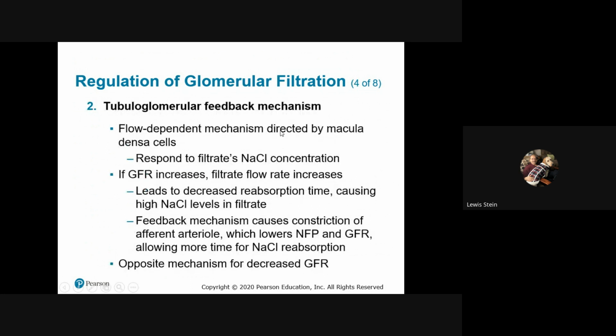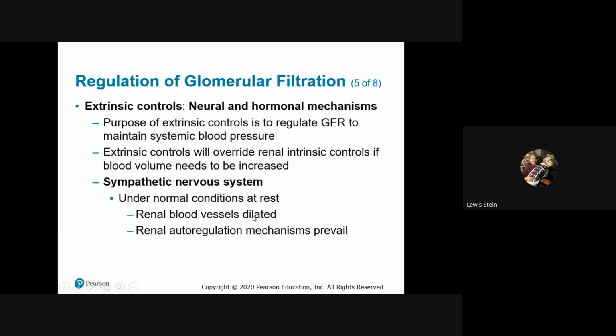The feedback depends again on the response to salt. If the rate is going up, filtrate flow increases, with decreased reabsorption time, and the faster it goes through, it doesn't allow urine to be produced, and it doesn't allow it to be reabsorbed. So at that point, the incoming arteriole is involved, giving more time for the sodium chloride to be reabsorbed. So we're allowing the fluid to stay in the system. That's just examples.